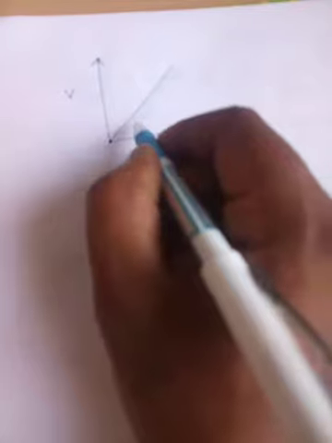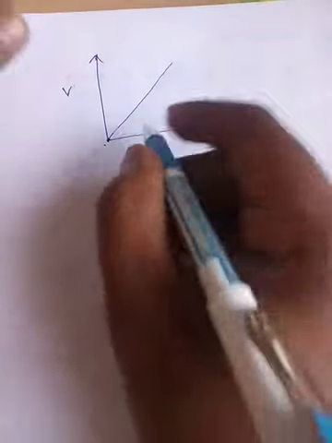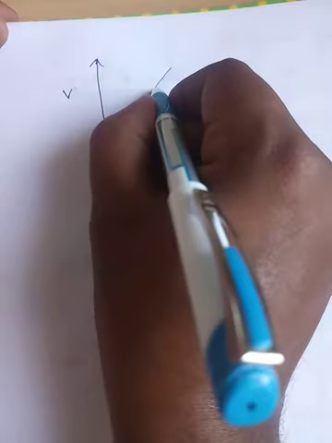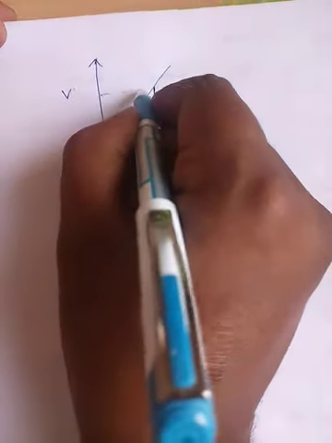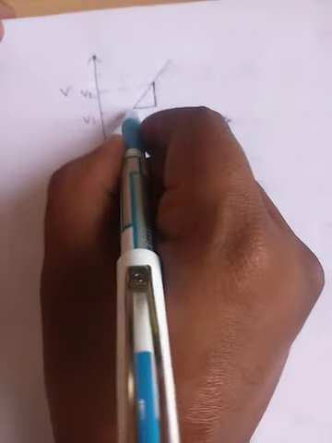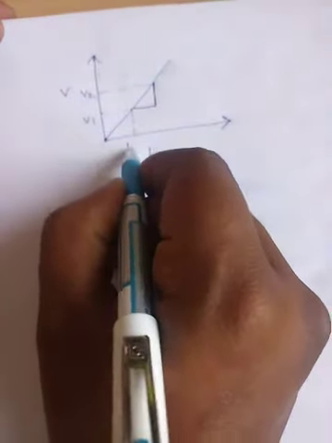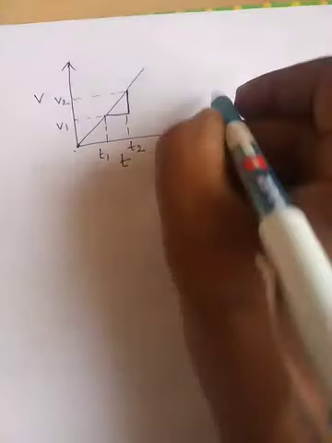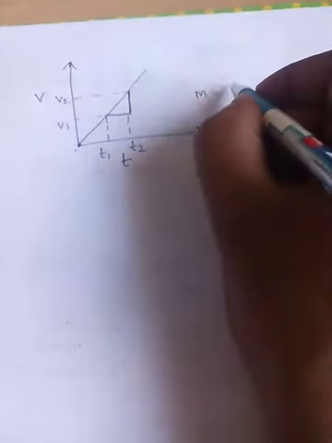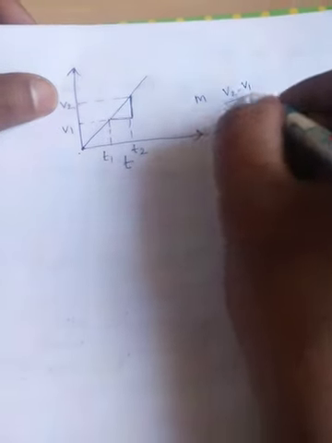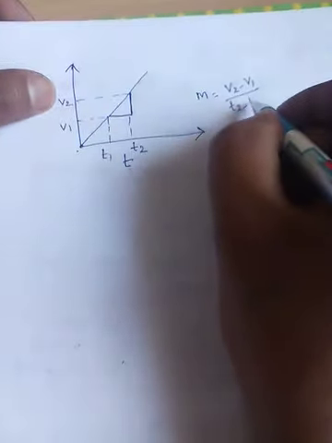As you know, the slope is constant. Let us see what comes. Let us take the slope of this line which is passing through the origin. This is V2 and this is V1. This is T1 and T2. Now what is the slope formula? M is equal to Y2 minus Y1 by X2 minus X1. Here, that is V2 minus V1 by T2 minus T1, which is equal to A average.